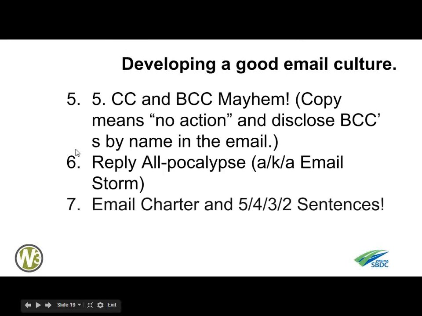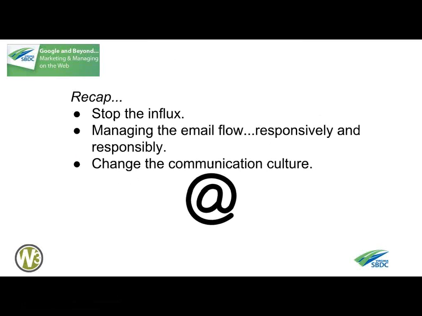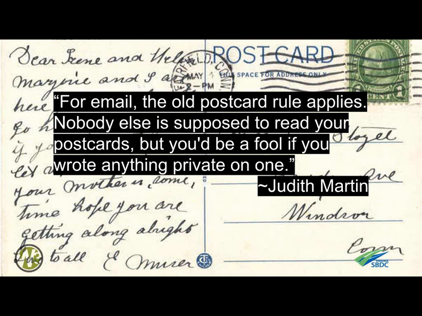So those are the 7. Just to recap, if you want to get to inbox 0, you really need to stop the influx. You need to stop the source of the majority of the email messages that are coming in. You do that through unsubscribing from things, and then dealing with your email both responsively and responsibly, which means changing the communication culture. That will help stop some of the influx and help you manage your email flow better, and that will take you there. I'll leave you with this, and then I'll take questions.